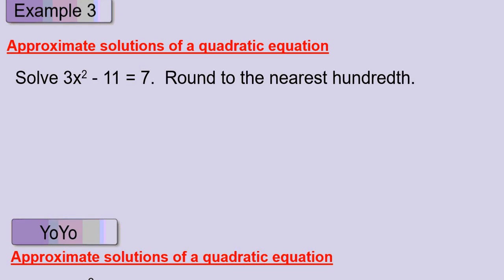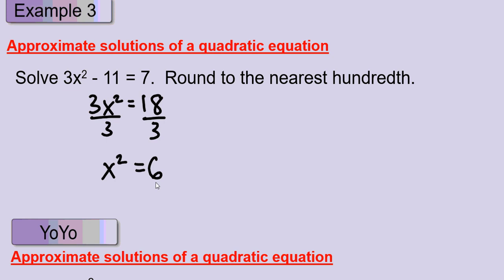Last two, and then I'm going to have you try, is using square roots where you're going to have to use a decimal. Get the squared item all by itself first. So add the 11. 3x squared will equal 7 plus 11, which is 18. Divide by 3, divide by 3. That leaves me with 6.